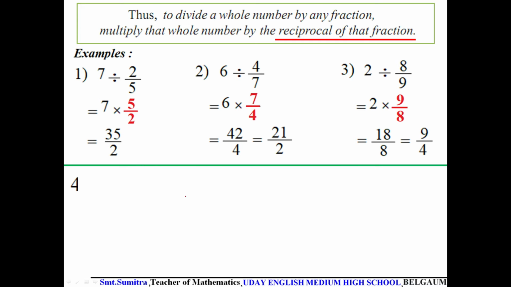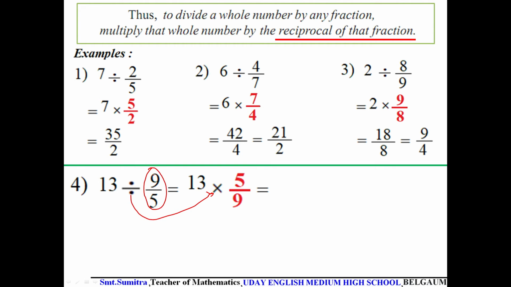I'll give a few more examples. 13 divided by 9 upon 5. Please try to answer this. 13 into, division is taken as multiplication, 9 upon 5 reciprocal is 5 upon 9. Multiply, 13 5s are 65 divided by 9.